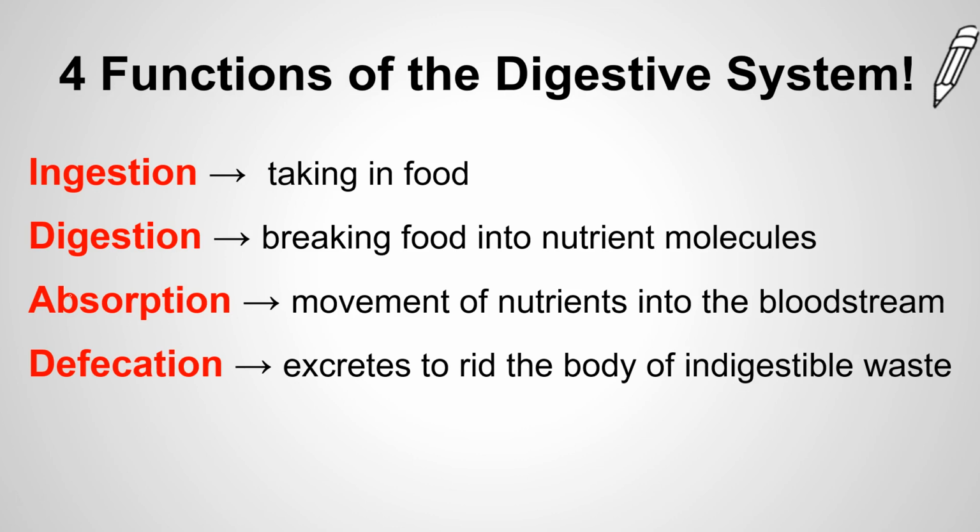molecules. In short, the entire purpose of the digestive system is to move the molecules in your food into your blood. And in order to do that, we have to first take it in, we have to break it down, absorb it, and get rid of the stuff we can't use. Okay? So that's the digestive system in a nutshell.